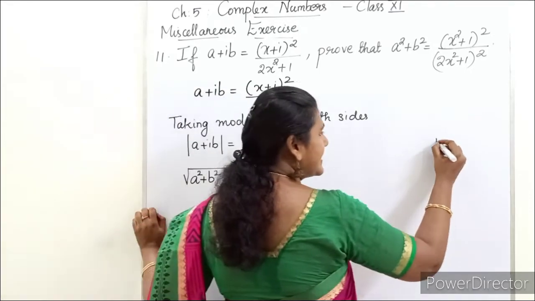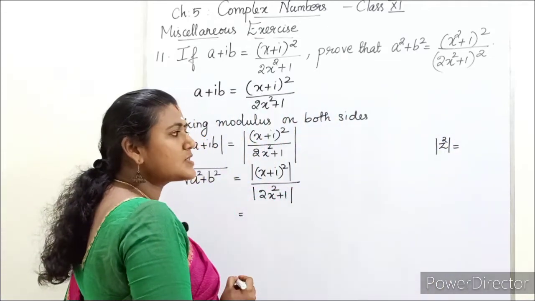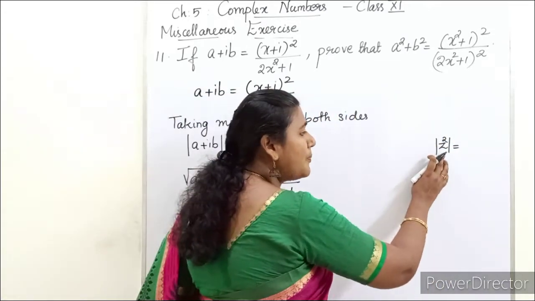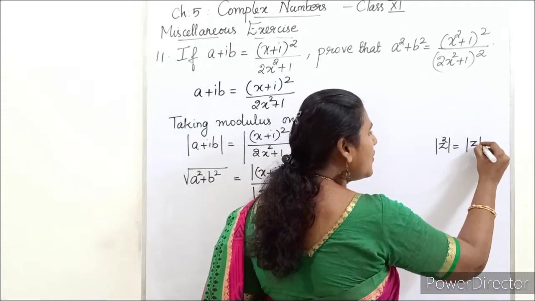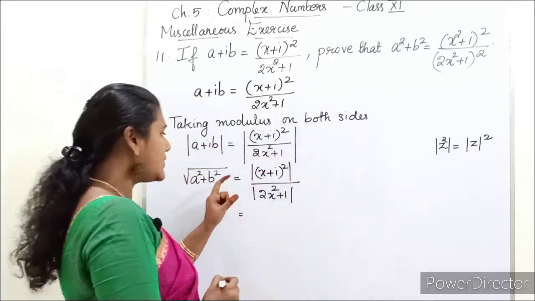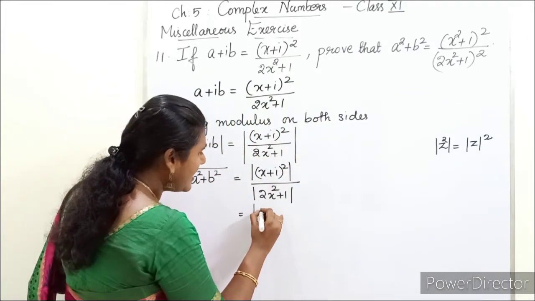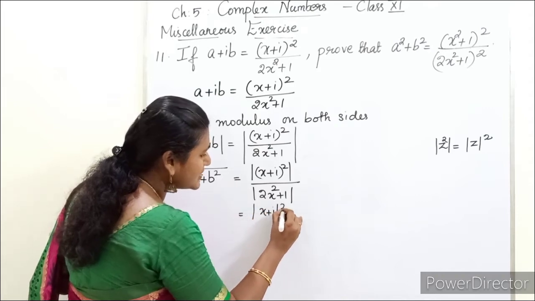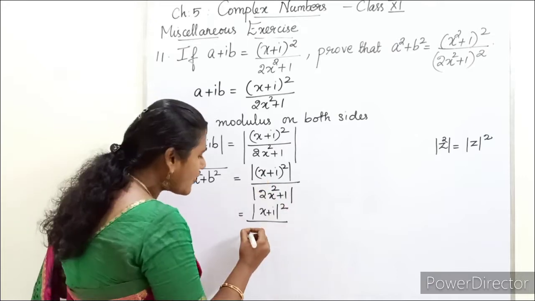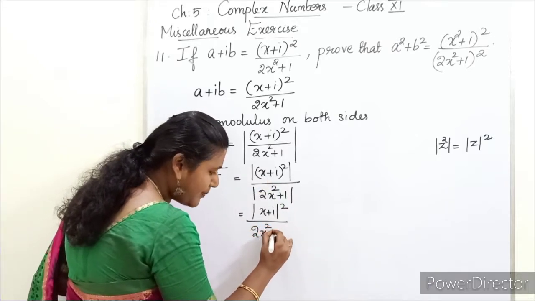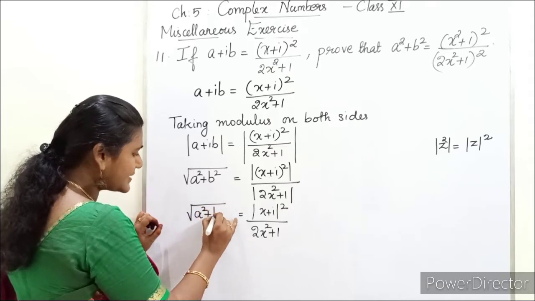Now we will simplify this. We will use the property of modulus here: modulus of z square equals mod z the whole square. So this expression we will write as modulus of x plus i the whole square divided by, this is a purely real number, so its modulus value will be 2x square plus 1. Okay, so on the left side we have root of a square plus b square.